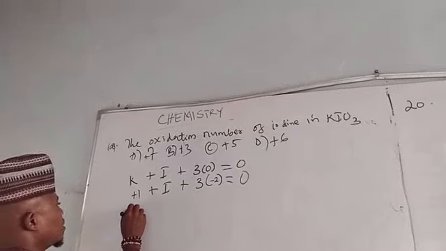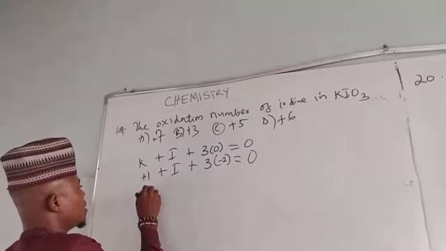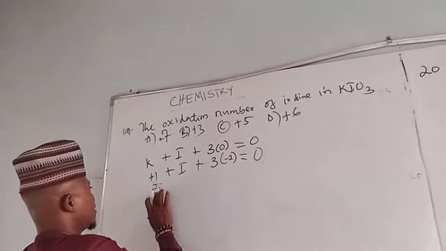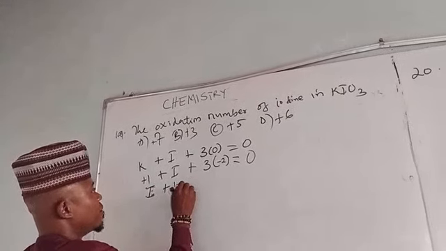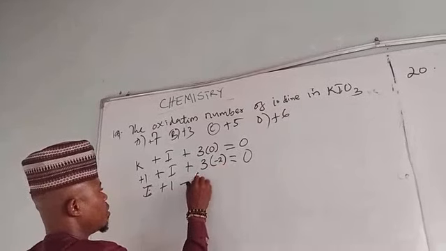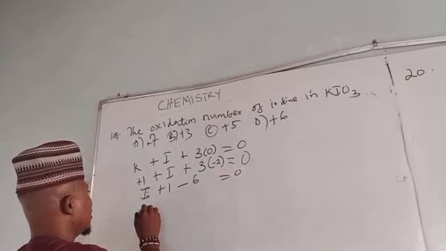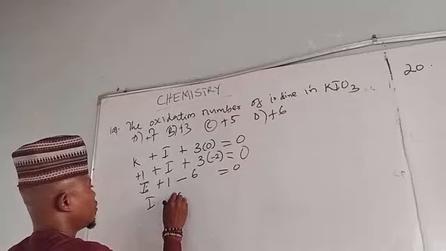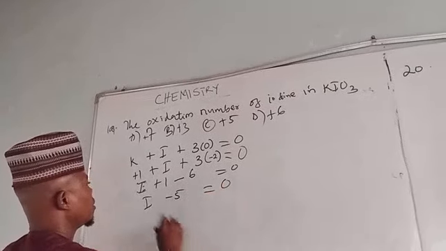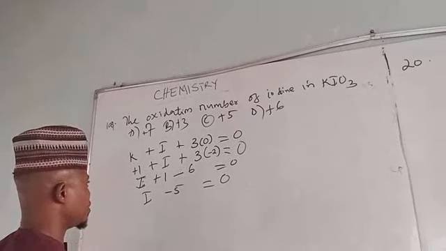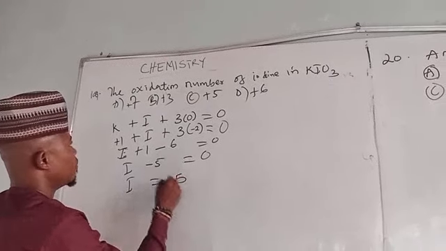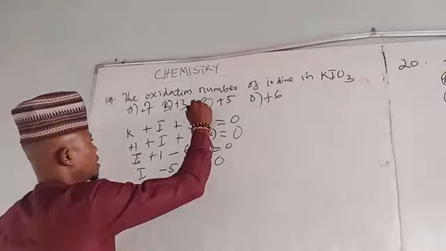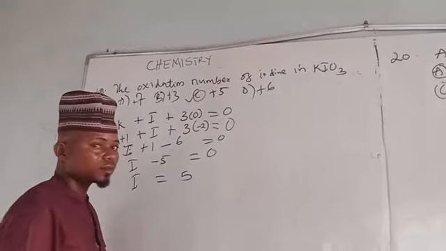So we're going to have I plus 1 minus 3 times 2, which becomes -6, equal to 0. So I minus 5 is equal to 0, since plus 1 minus 6 is -5. So I will be equal to what? 5. So the correct option is option C.